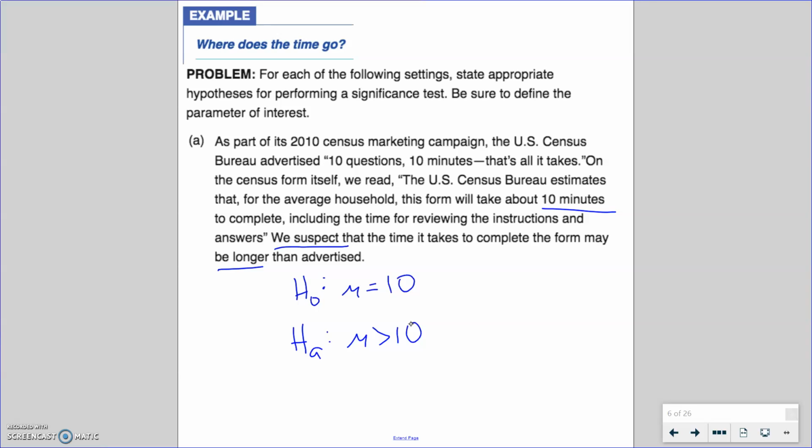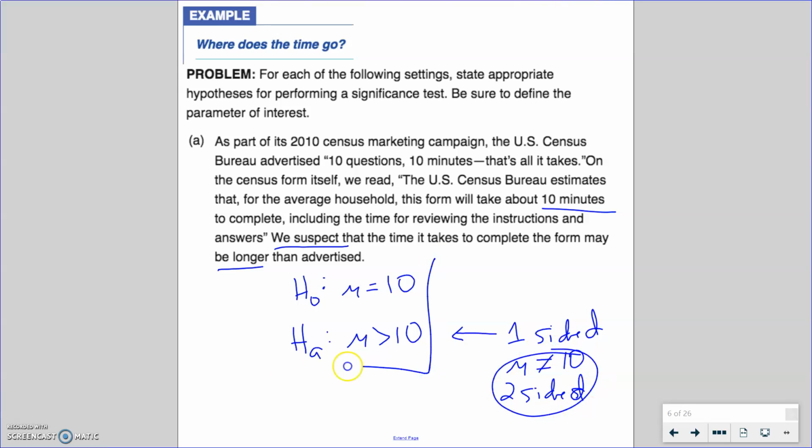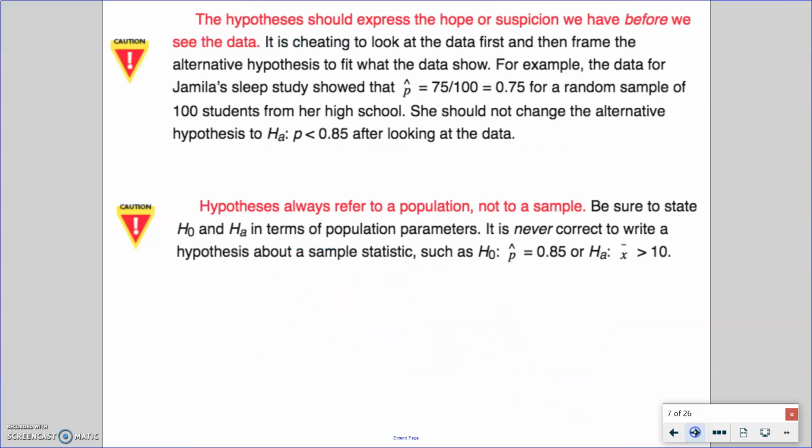So just a quick question to think about. Would this be one-sided or two-sided? Well, this would just be one-sided. Okay. If we said that the mean is anything but that 10 minutes, that would be considered a two-sided situation. Okay. So the one that we're working with is one-sided. Okay. So just something to think about.